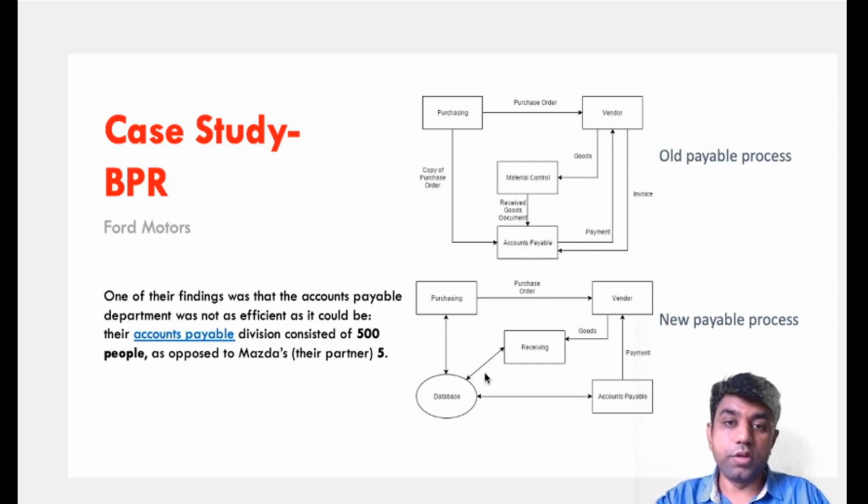Now, in the second model which they had implemented, the account department is only required to deal with one input, one output. So a lot of the work of the account department has been reduced, right? So this is nothing but business process re-engineering.